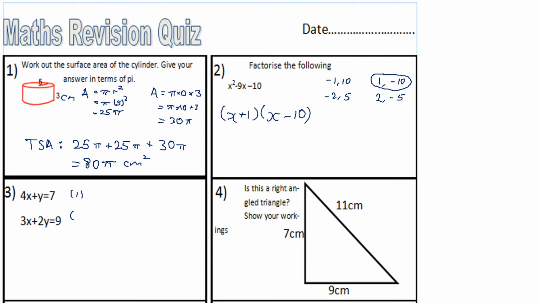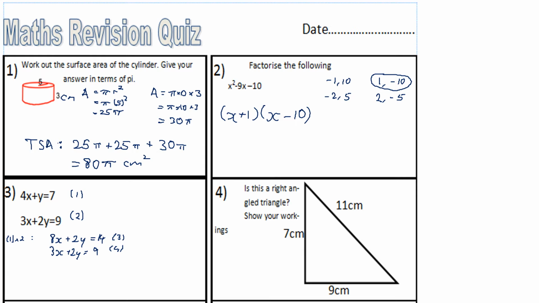So let's label that one 1, that one 2. So what I'm going to do, I'm going to eliminate my y's, but we don't have the same coefficient yet, we don't have the same numbers, so I'm going to take equation number 1 times by 2 to get 8x, remember we times everything across, 8x, add 2y is equal to 7 times 2 is 14. Okay, then equation number 2 stays as it is, so we've got 3x add 2y is equal to 9. Let's label that 3 and 4.